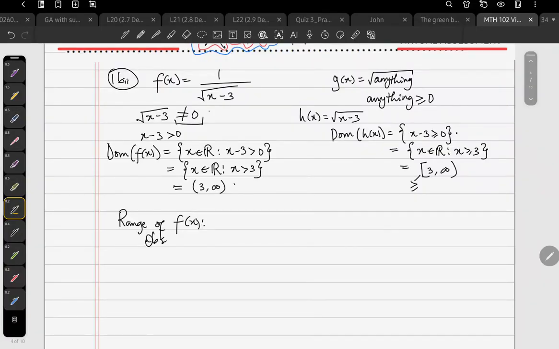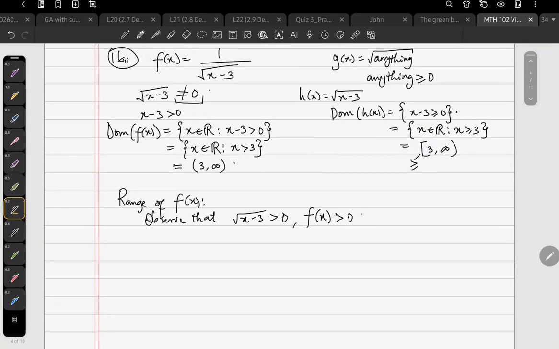So observe that square root of x minus 3 is always going to be positive. So it means f of x will always be positive. That is one thing we know, but we don't know whether it starts at 1 or whether it starts at 2, whether it starts at 3. We know that it is greater than 0.